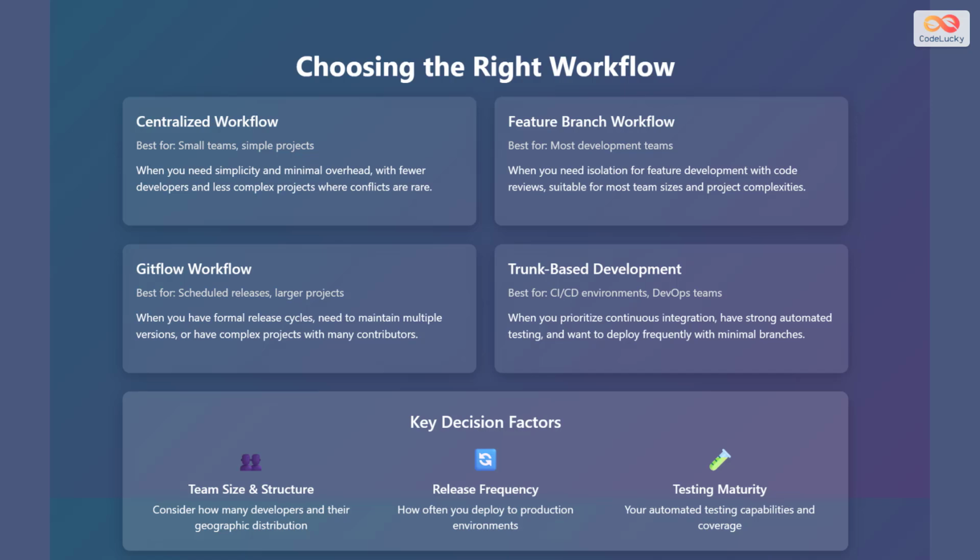So, how do you choose the right workflow? Well, if you have a small team and simple projects, use the centralized workflow. If you need isolation for feature development with code reviews, use the feature branch workflow. If you have formal release cycles and need to maintain multiple versions, use the Gitflow workflow. If you prioritize continuous integration and have strong automated testing, use trunk-based development. Here are some key decision factors to consider: team size and structure, release frequency, and testing maturity.